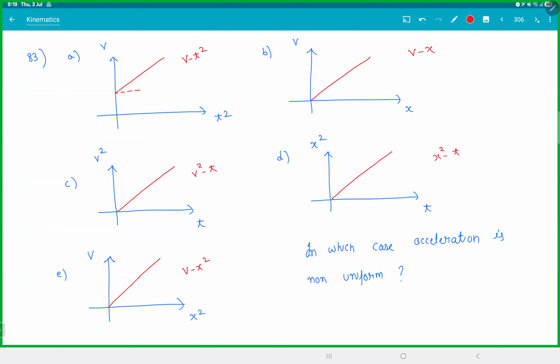If they ask you a non-standard graph, the only way is to find the equation of that line or the curve and then solve using calculus. There's no other way. You can't do anything in general with non-standard graphs.